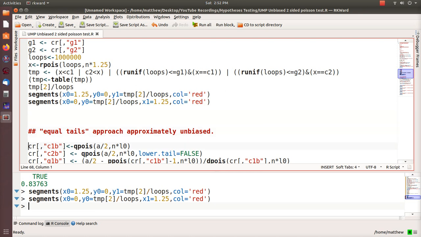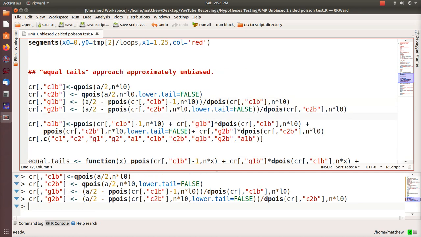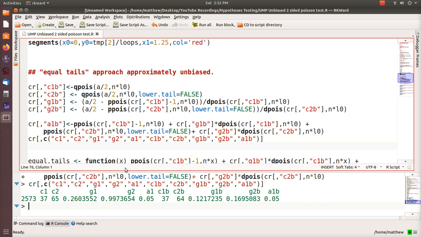So what we do is we want the left tail and the right tail to be alpha over 2. So that means it's an alpha level test. And so we use the Poisson cumulative distribution function. We want the left tail alpha over 2, we want the right tail alpha over 2, and then we solve for the gamma 1 and gamma 2 that makes the total area, or the probability, alpha.